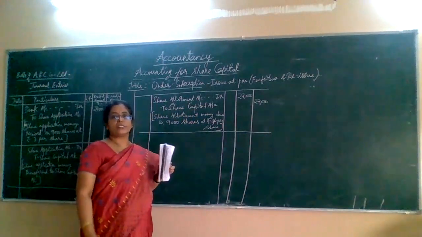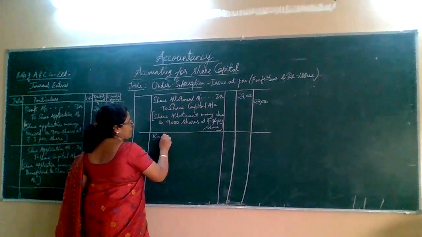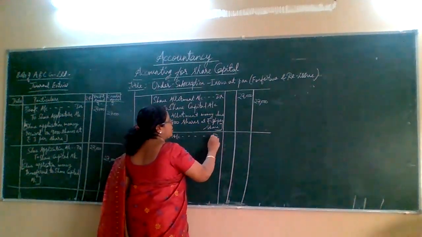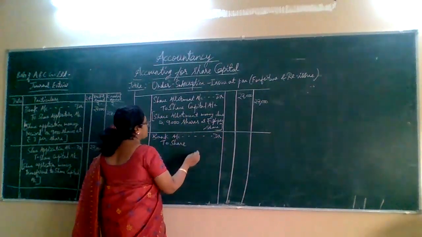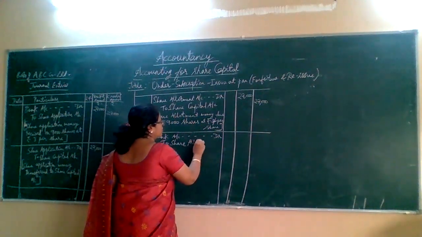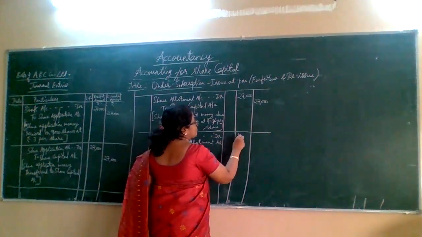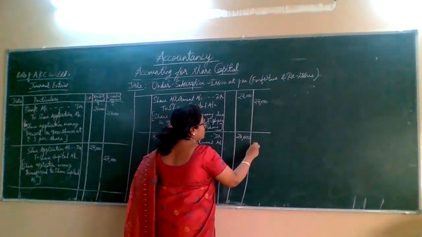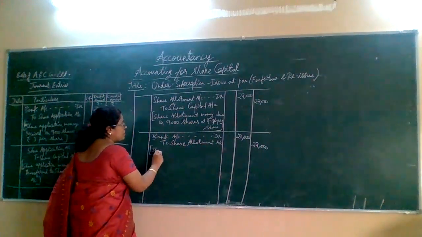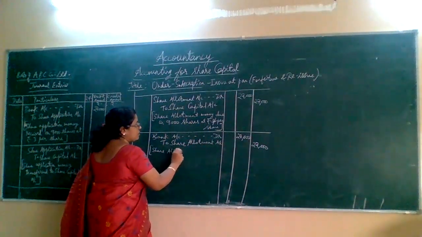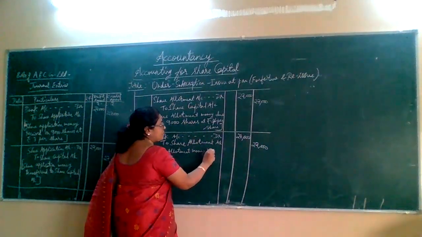Next one will be for receiving allotment money. The entry is bank account debtor to share allotment account, 27,000. Narration: share allotment money received.